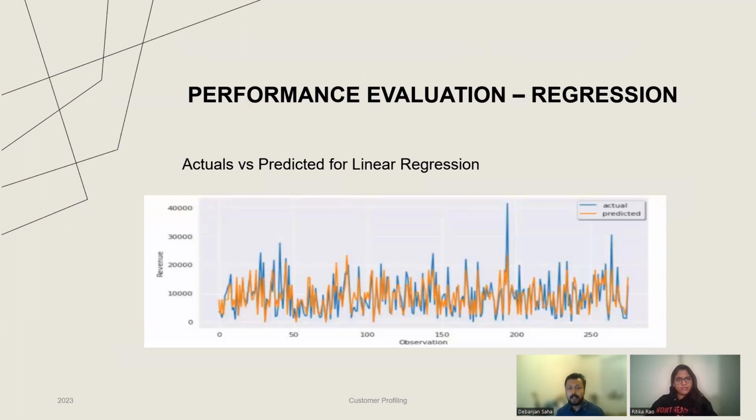And here is the actual versus predicted for linear regression. As you can see, our model generalized pretty well. It did not overfit the data. As you can see, at the spikes in the actual data, the predicted model has generalized well.